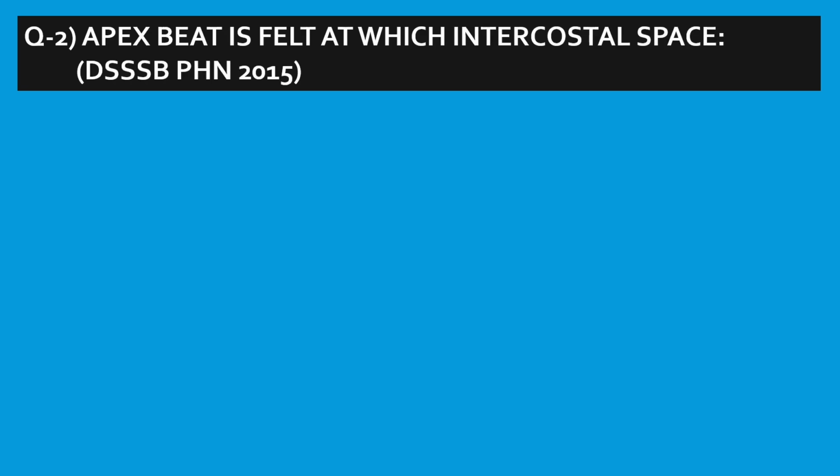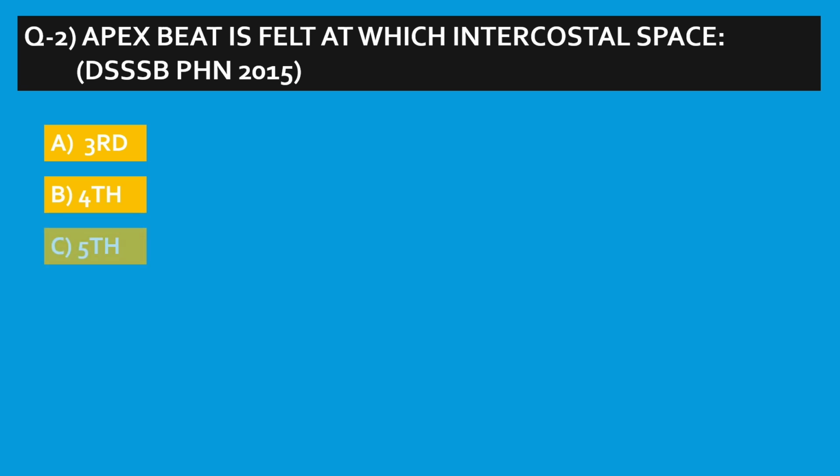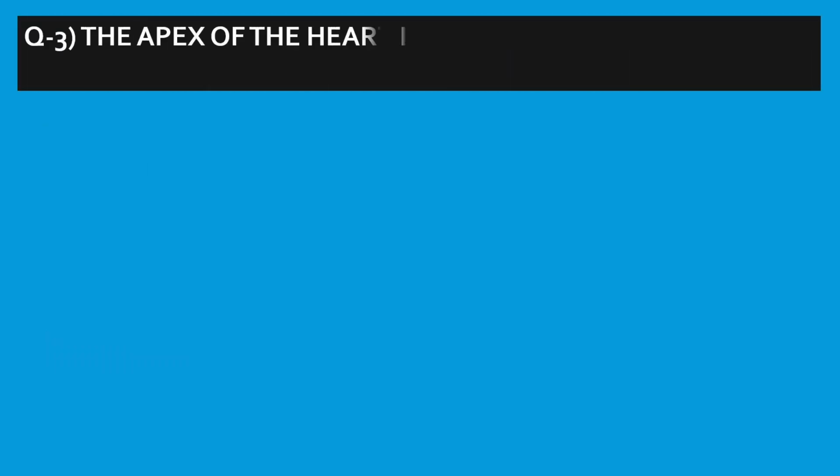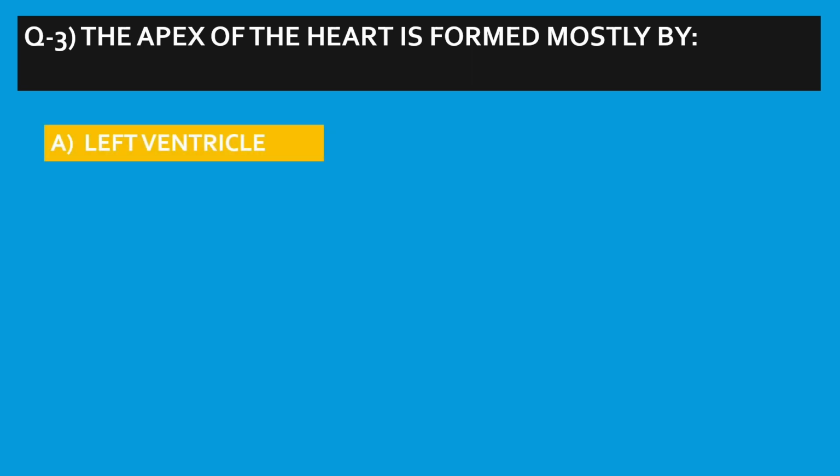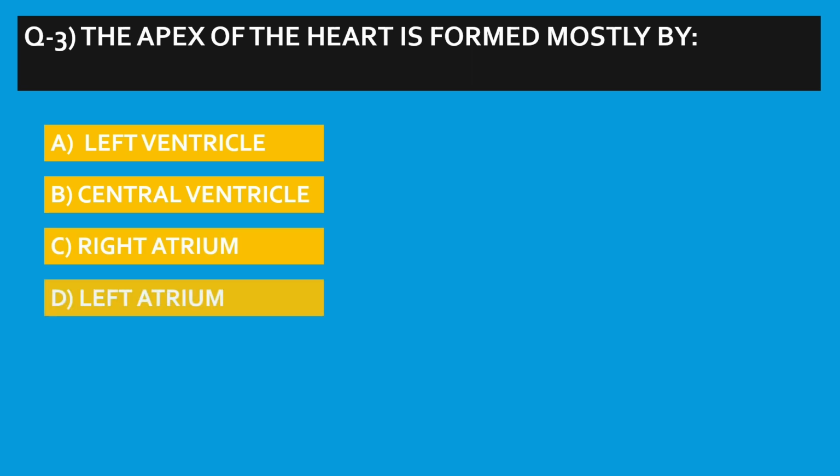Here comes the question. Apex beat is felt at which intercostal space? Options are: option A, third, option B, fourth, option C, fifth, and option D, sixth. And the correct answer is option C, fifth. Next question. The apex of the heart is formed mostly by: option A, left ventricle, option B, central ventricle, option C, right atrium, and option D, left atrium. And the correct answer is option A, left ventricle.